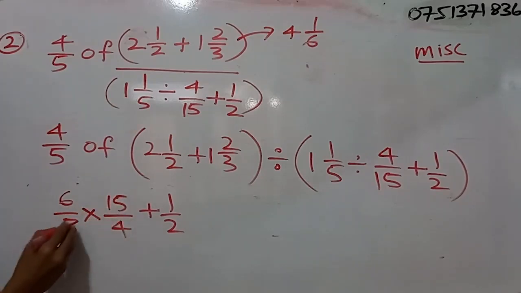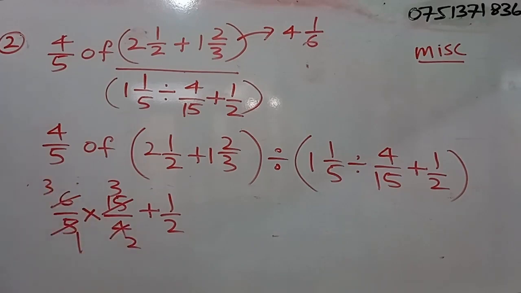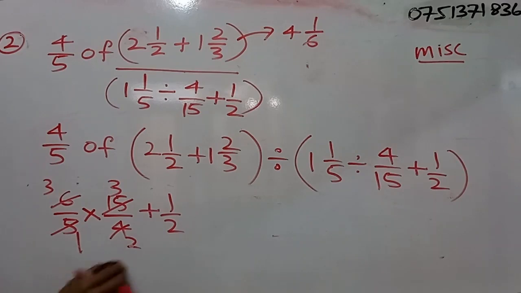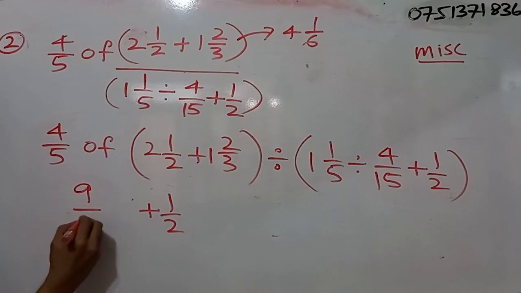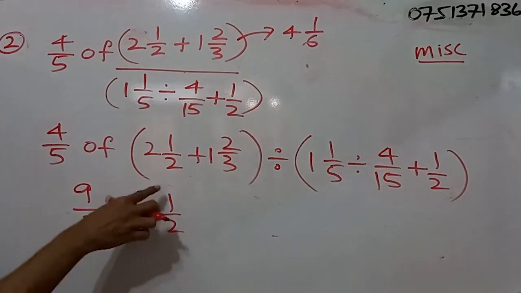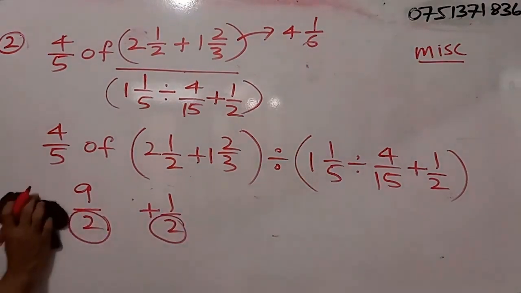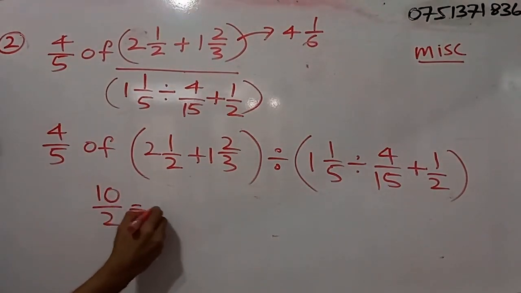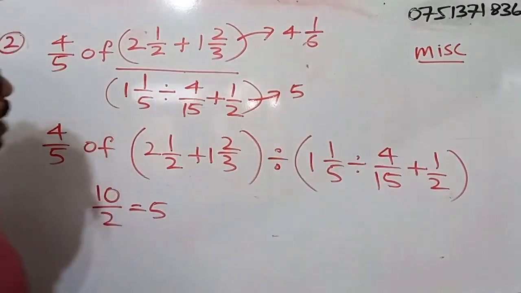15 by 4. 5 times 1, 5 times 3. 2 times 3, 2 times 2. So 3 times 3, that is 9. 1 times 2, that is 2. So here what will we get? 9 by 2. 9 by 2 plus 1 by 2, or 1 half. Denominators are same. So we get 10 by 2. What does that mean? 5. So when we simplify this part, we get 5.